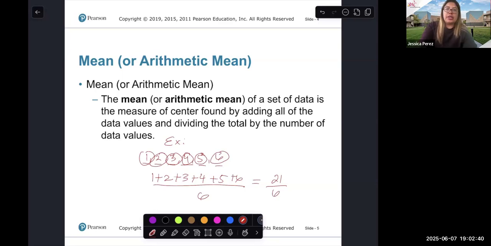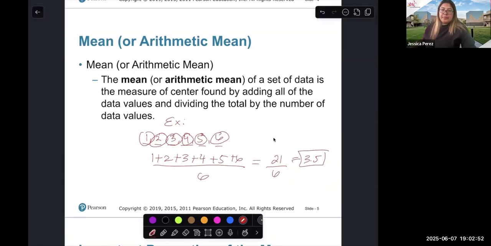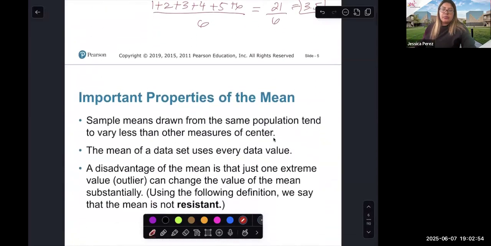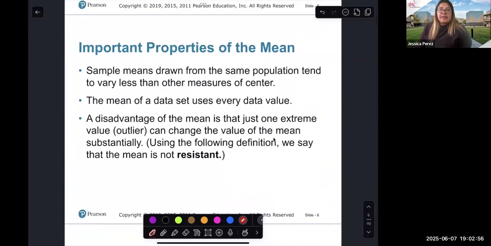So 21 over 6 is 3.5. So 3.5 would be the mean of the data of this example. What are the important properties of the mean? Sample means drawn from a population tend to vary less than other measures of center. The mean uses every data value, so every data value will be used.